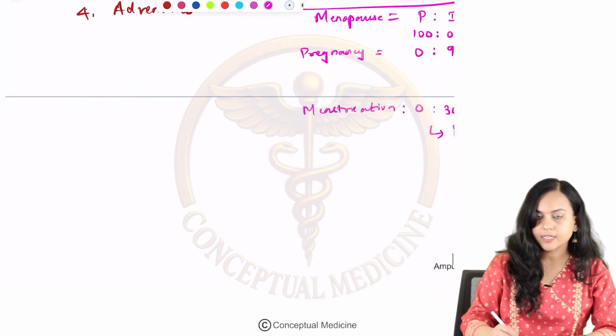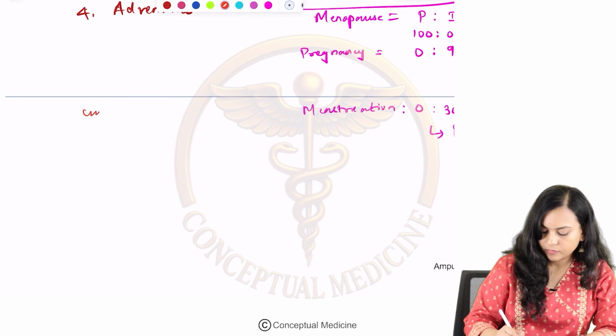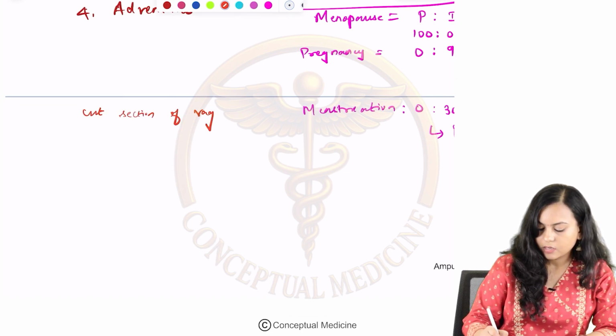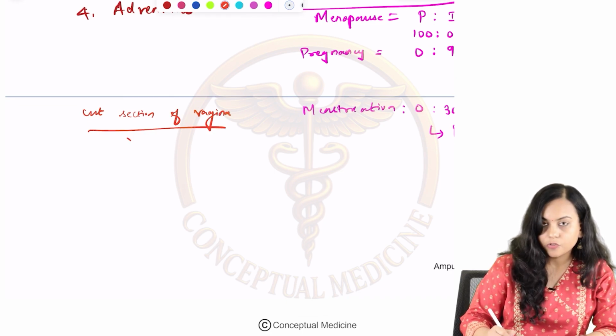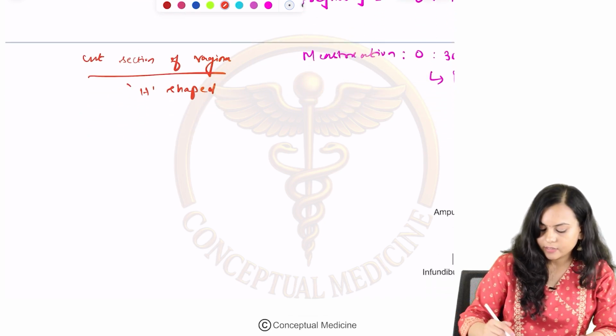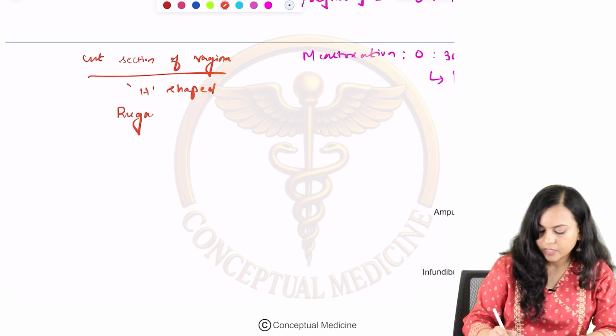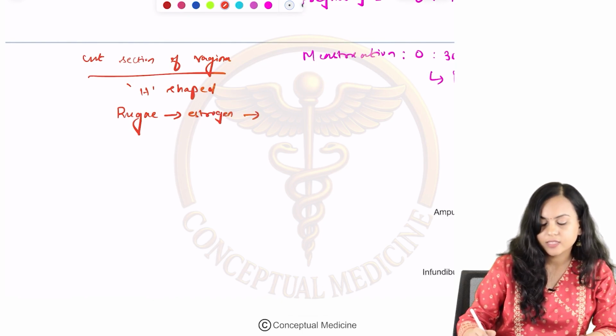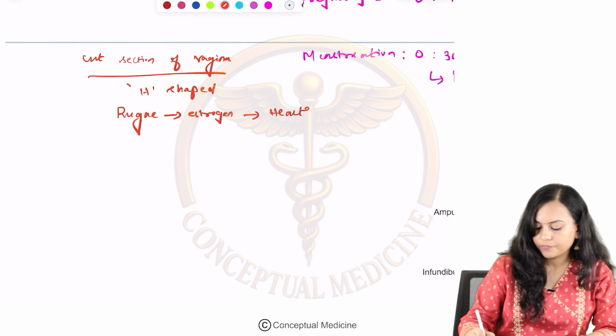Now, if we take a cut section of the vagina, it will usually be H-shaped and it consists of numerous rugae due to the action of the hormone estrogen, which means it is a healthy vagina.